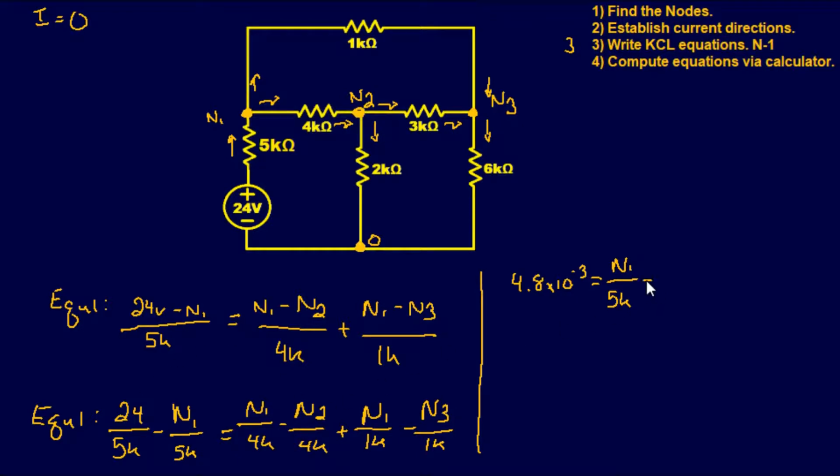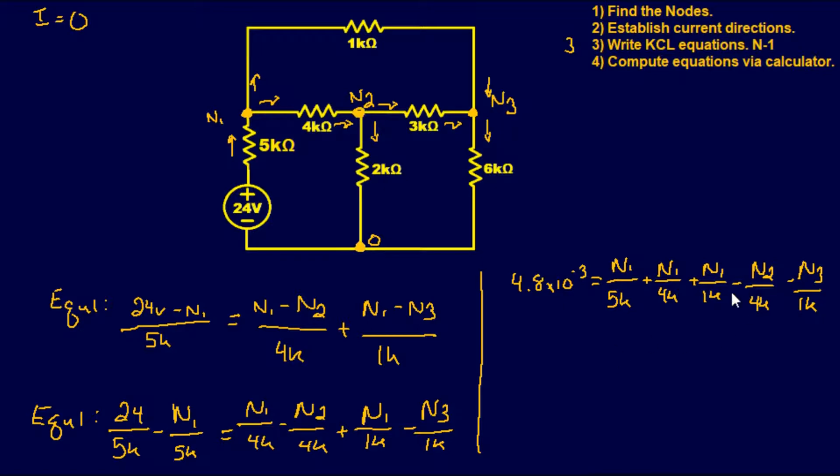Alright, plus, hopefully I can fit on this, N1 over 4k. And then we'll say plus N1 over 1k minus node 2 over 4k minus node 3 over 1 kilo. All I did was try to keep them in order so all the nodes are together. So node 1, node 1, node 1, then minus node 2, minus node 3. That's all I did. I just moved them around a little bit so it's easier to follow.